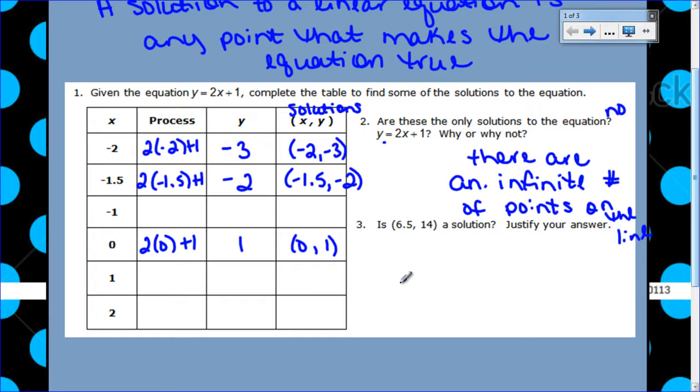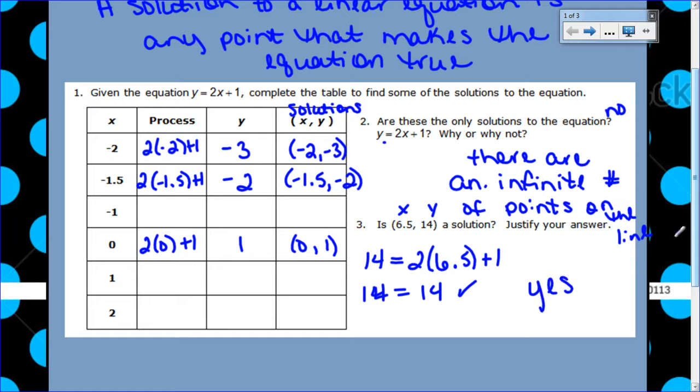So number 3 just gives me a point. It says, is 6.5 comma 14 a solution? Yes or no? Well, we're going to plug it in and see. The x value for this is 6.5 and the y value is 14. So I want to know if I plug this in, 14 for the y is equal to 2 times 6.5 plus 1. If I do this calculation, is this right side going to equal 14? Well, 2 times 6.5 is 13 plus 1 makes 14. So 14 equals 14. So yes, it is a solution because that works.